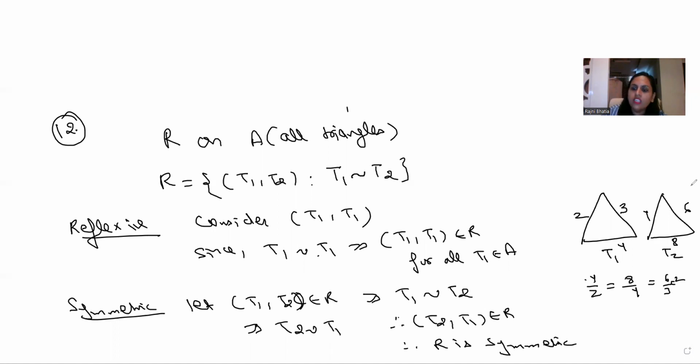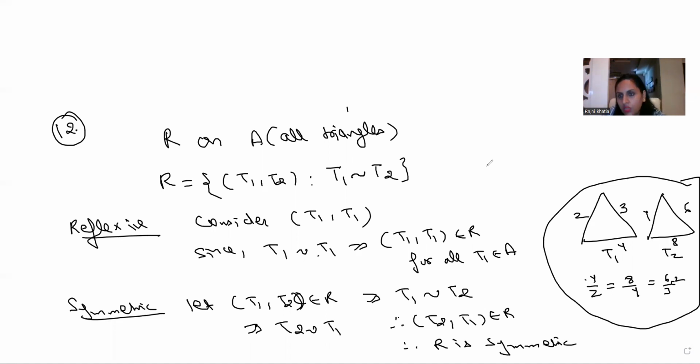I again repeat, this example is just for the reference. We are not going to give example when we prove that this is symmetric. So if the sides are proportional, if T1 is similar to T2, that means the sides of T2 are also proportional to sides of T1, and therefore T2 is also similar to T1, and therefore T2, T1 belongs to R. So we have proved that the relation R is reflexive. We have proved that the relation R is symmetric. Now we are going to move to the transitive.